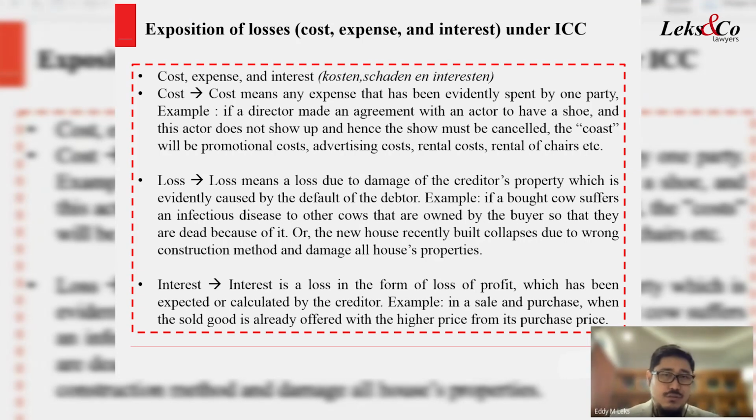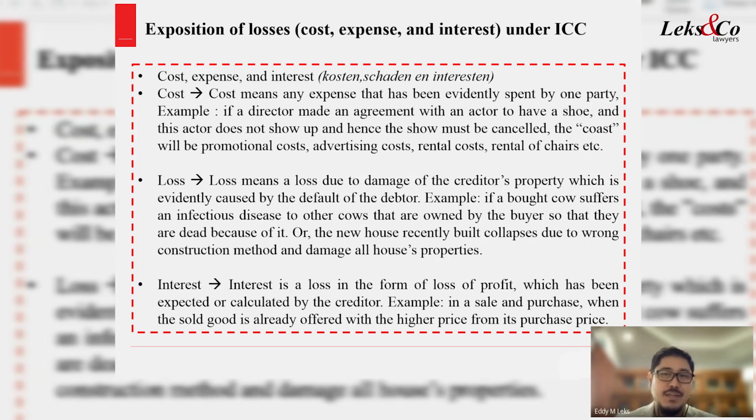So, what are the losses? What is the compensation of losses? They consist of three things: kosten, skaden, and interesten. Biaya, rugi, bunga. That's the Indonesian term. Cost, loss, interest. So, how are they differentiated? Cost means any expense that has been evidently spent by one party.